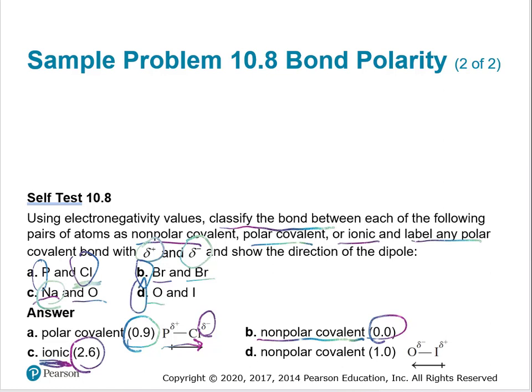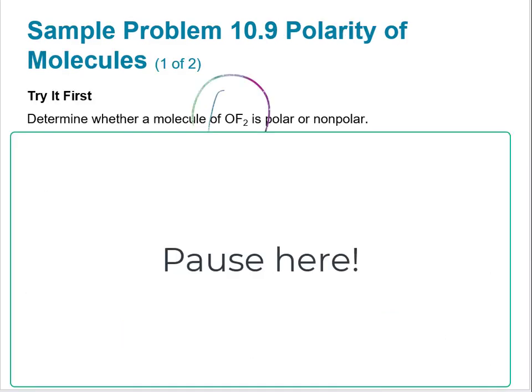And D, oxygen and iodine. Subtract the 2, and I get a difference of 1. It is polar covalent because that is greater than 0.4. And I would draw this as my arrow pointing towards the oxygen because it is a greater value. So it is my slightly negative end. The last batch of sample problems wants us to determine whether OF2 is polar or nonpolar. Why don't you draw that compound out?